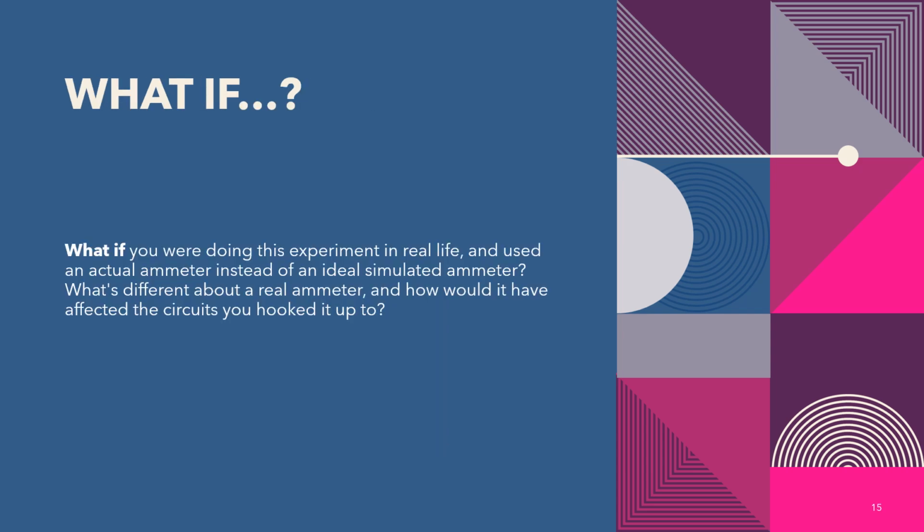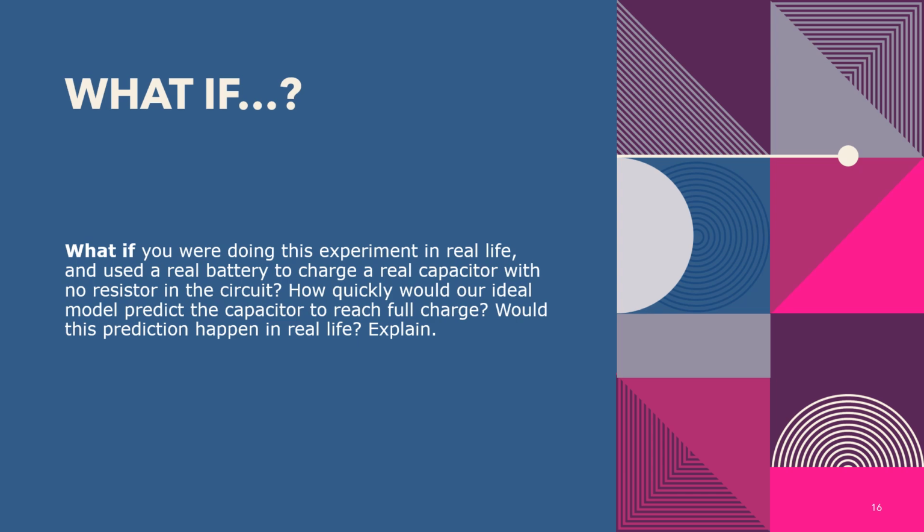If this experiment was done in real life, using an actual ammeter and wires, there would be resistance along the ammeter and wire, and so the current would be lower. When charging a real capacitor with no resistor, the capacitor charges very, very quickly, and it would happen the same in real life, just slightly slower than if idealized.